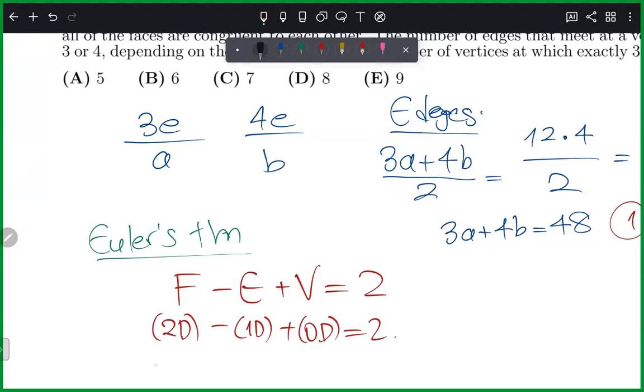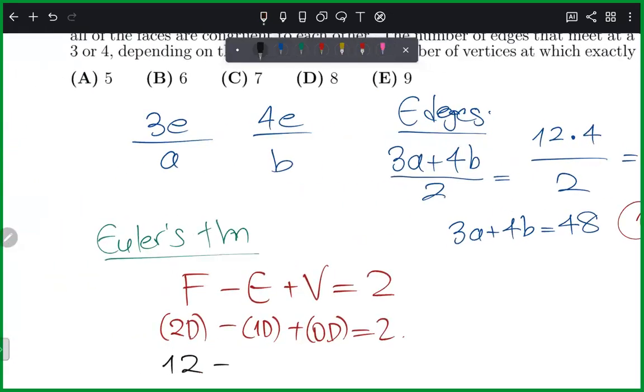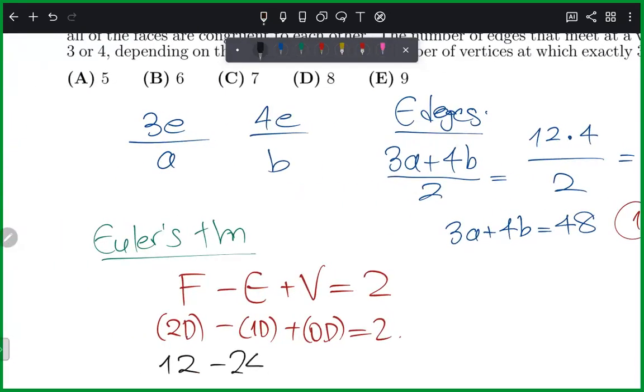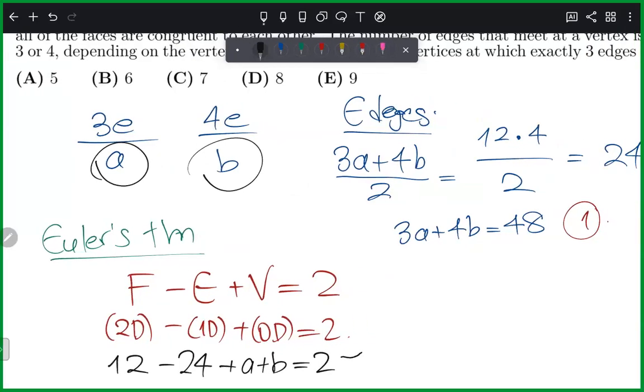So we know that there are 12 faces. And how many edges are there? We already calculated it. It's 24. And how many vertices do we have? In total, we have A plus B vertices. So let's write A plus B here. And these add to 2. This way, I can find A plus B equals 14. Let's call it our second equation.